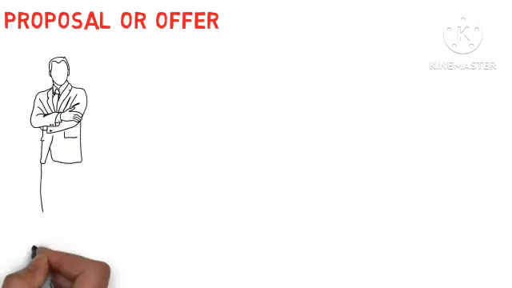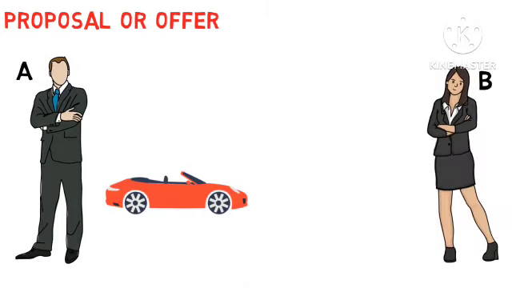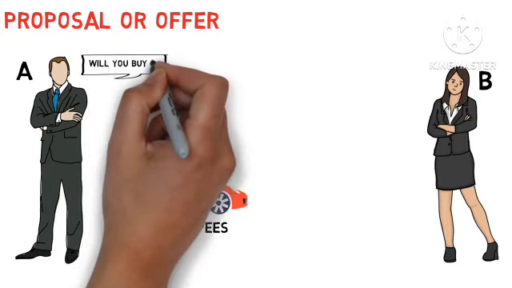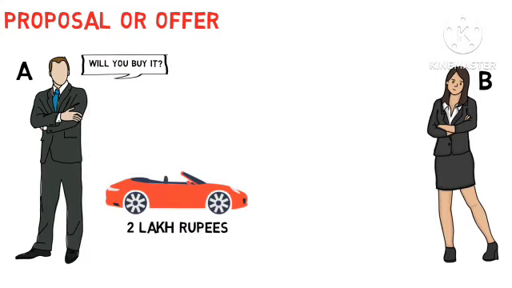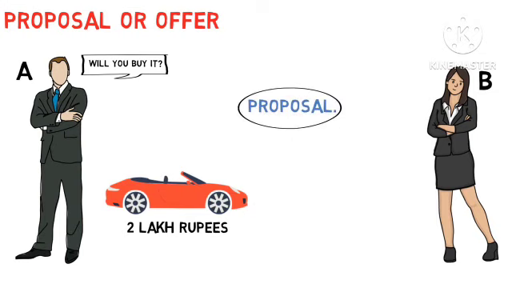For example, if A says to B that he wants to sell his car for 2 lakh rupees, will you buy it? A's intention is to get a yes from B. Here, A is signifying his willingness to sell his car, and A is making a proposal.